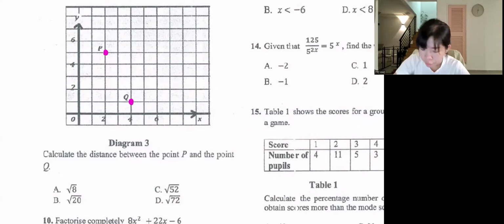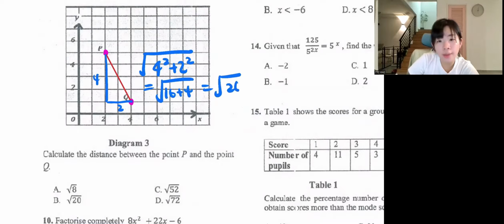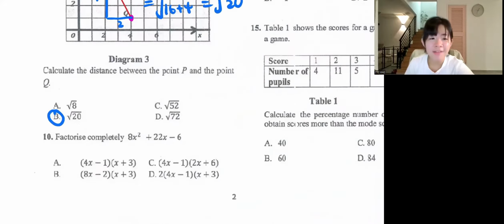Okay, if you want to find the length of a slant line, definitely you need Pythagoras theorem. Just use Pythagoras theorem can already. You count here, we have 4 boxes, this one 2. So to find the slant line, we need to add together 4 squared plus 2 squared. So you get square root of 16 plus 4, and it is square root of 20. Answer B. Okay, number 10, factorize.